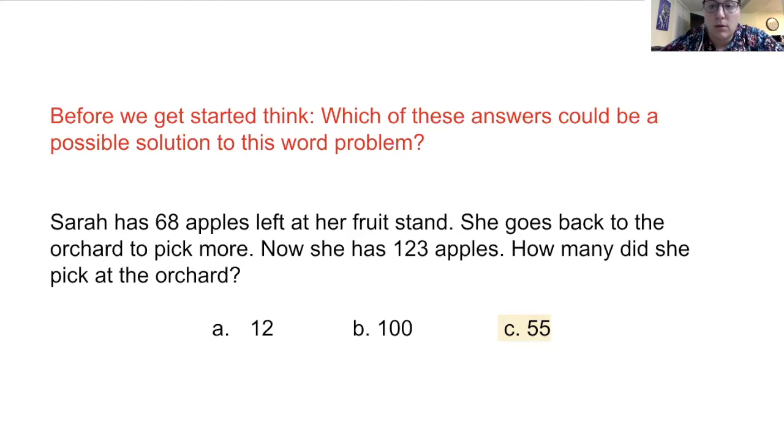So if I know, before I even get into solving the numbers she had, that I am adding, 100 no longer makes sense. Just with my own mental math, adding 100 to 68 would not get me anywhere close to 123 because it'd be 168. 12 would not be near enough because I know I'm still in two-digit numbers. So 55, without doing any math equation, seems to be the most realistic answer.